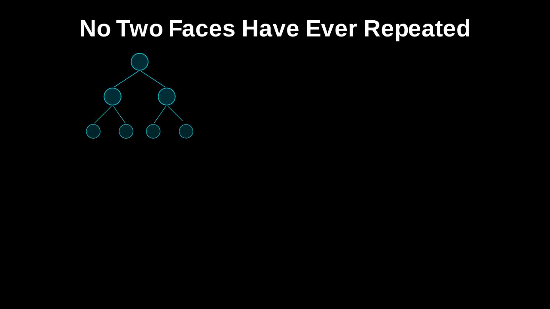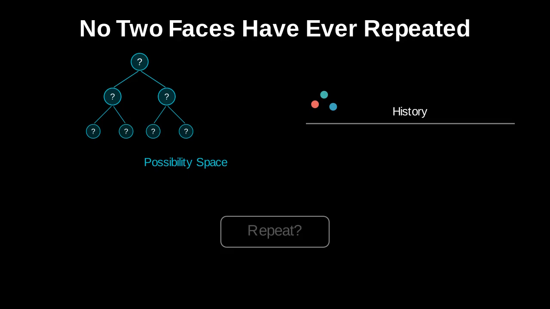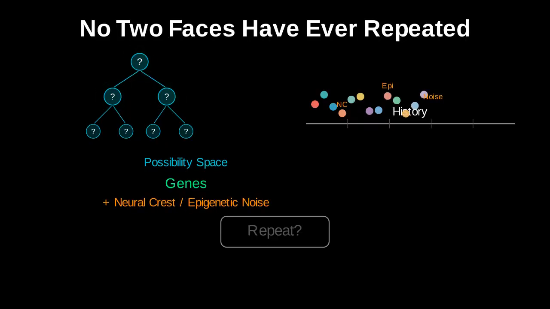The opening comparison returns. Atoms on Earth versus every possible face. Those same impossible odds. Genes laid a foundation. Each new combination of ancestry cranks the probability wider before development begins. Then, developmental noise adds its own randomness. Neural crest migration, epigenetic marks, microscopic chaos that makes every face a one-off.